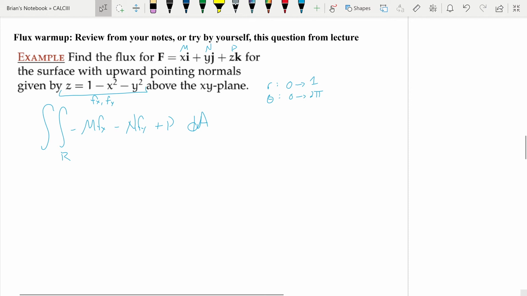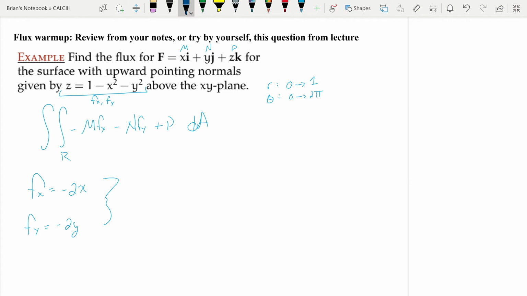All right, let's see how you guys did on this flux problem. You can see I gave you that little hint from the lecture. We derived that. I don't know if we'd ever be expected to figure that out in the exam, but you can figure it out if you would like. We could start with finding f of x. So f x is equal to negative 2x, nice and easy. f y is equal to negative 2y. Okay, good to know.